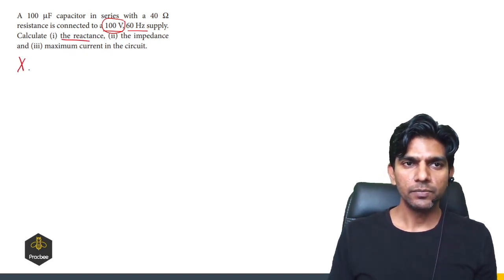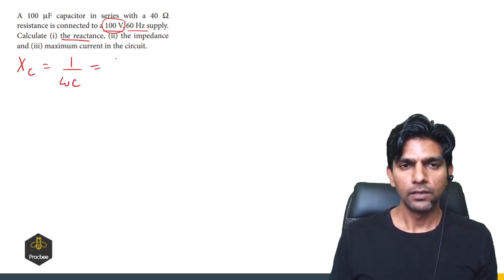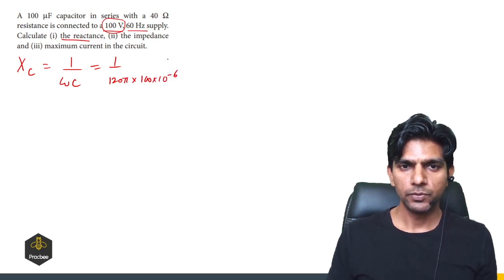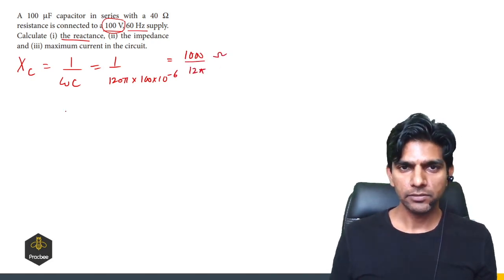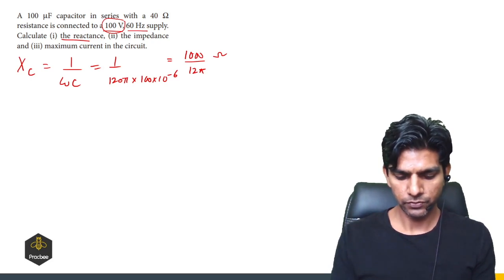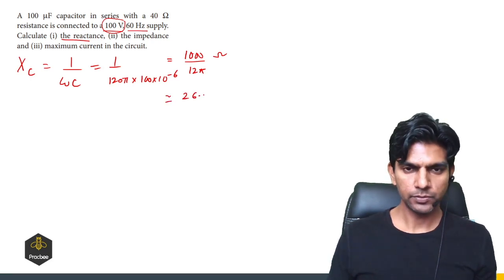So the reactance will be XC, right? Because we have a capacitor. So this will be 1 by omega C. Omega is 2 pi F. So it will be 120 pi and C is given as 100 into 10 raised to power minus 6. So this comes out to be 1000 divided by 12 pi ohms, right? So that is the reactance. Now what is the impedance? If we simplify this 1000 divided by 12 pi, it comes out to be nearly equal to 26.5 ohms.